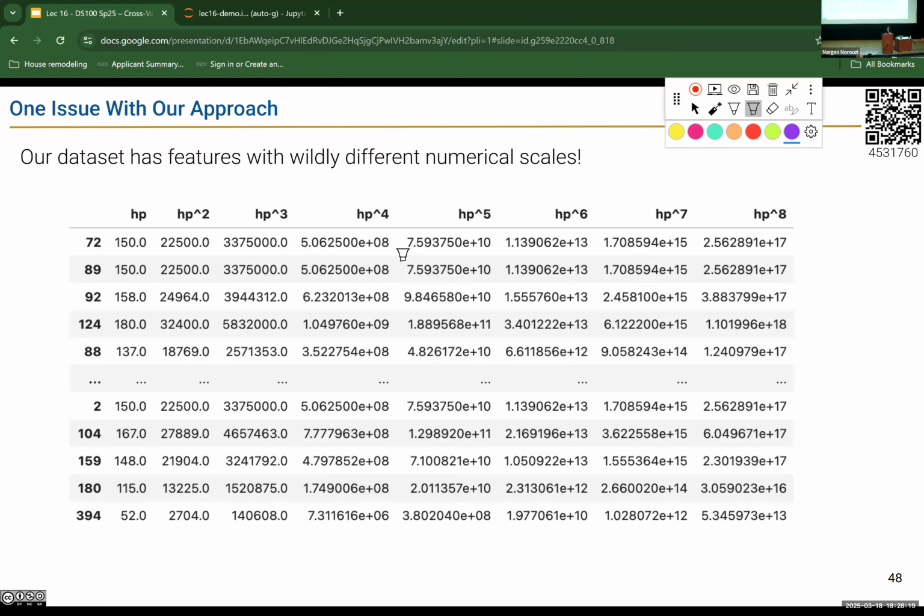So the next thing that I want to say is that the magnitude of all of these features is important. For example, if you take horsepower to the power of 8, this is a very large number compared to just the horsepower, which is 150. So what we also need to do is remove the impact of the feature scales, so that when we're comparing the parameter values, we're comparing apples to apples.